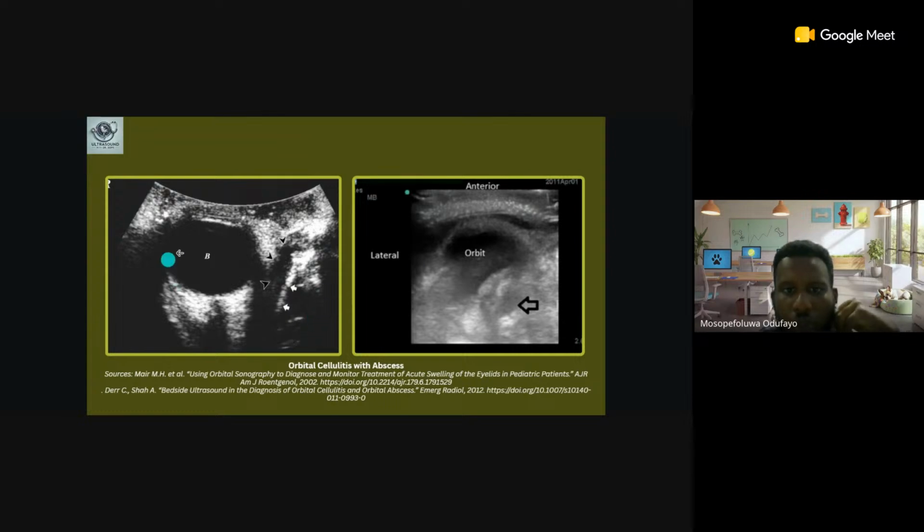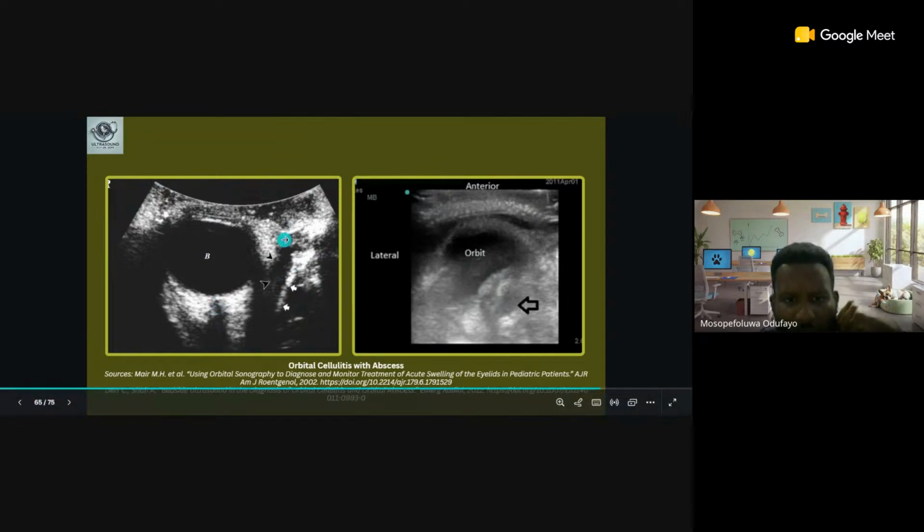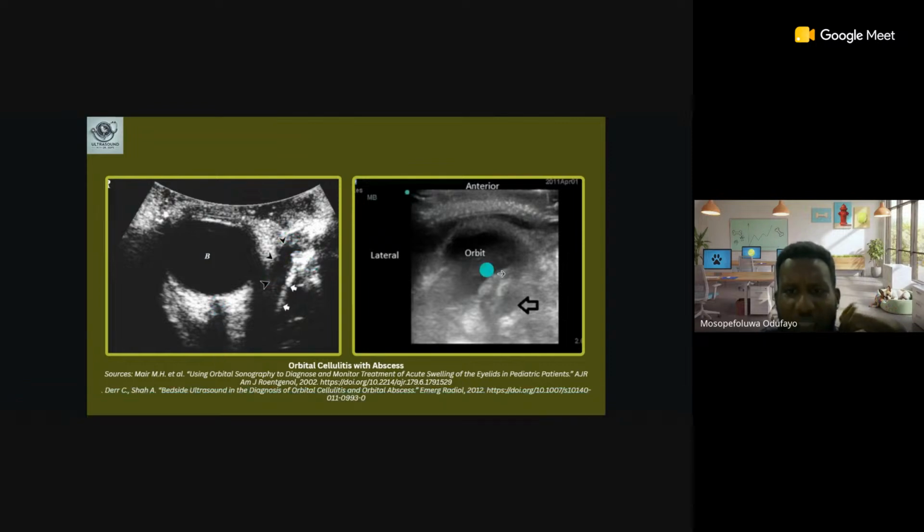So here you have this complex collection. This is an abscess within the orbit. This is not the eye. It is within the orbit. Also, this is the globe here, the optic nerve, and you have this collection here also. These are abscesses that can be associated with orbital cellulitis. How is this not endophthalmitis? There is no significant affectation of the intraocular structures yet.